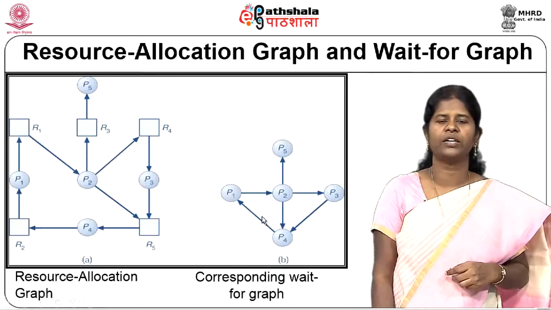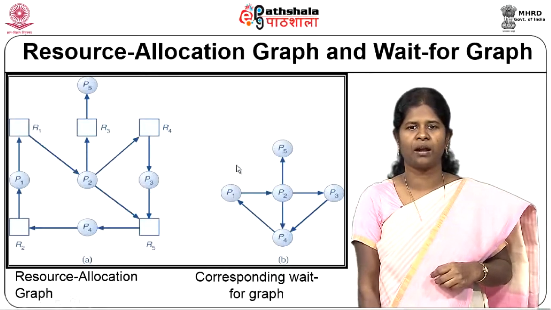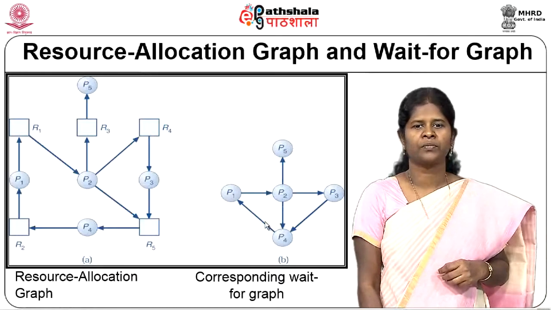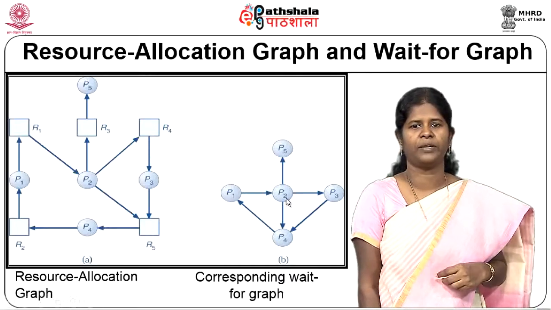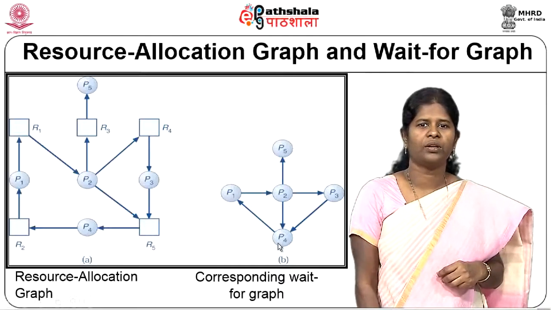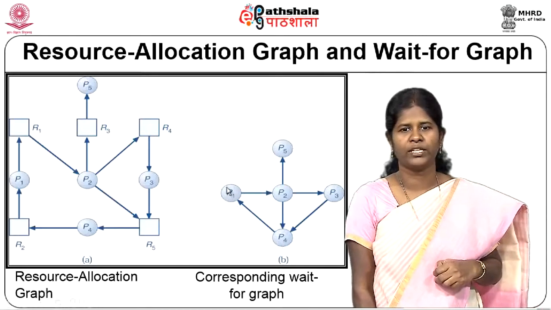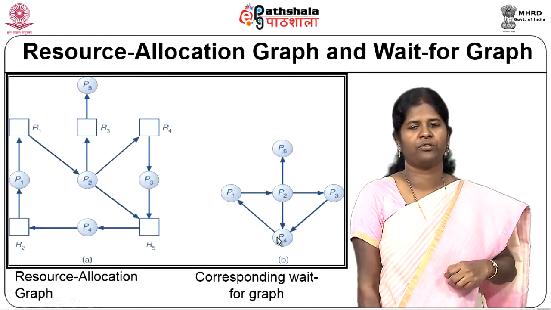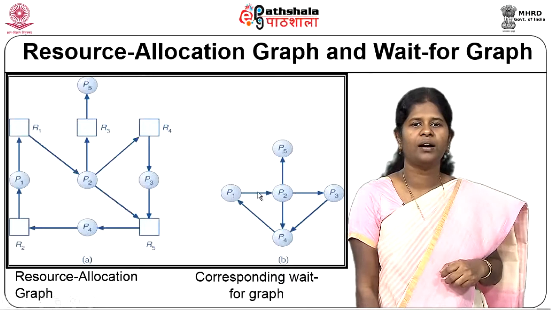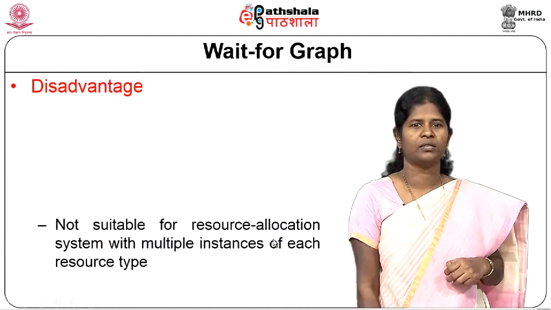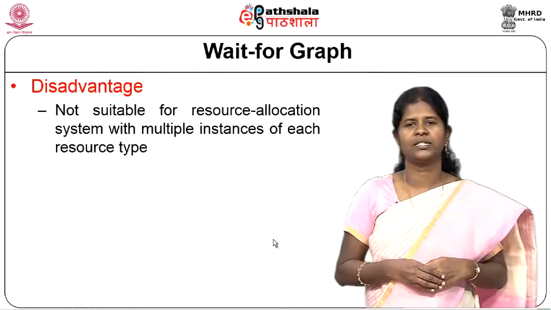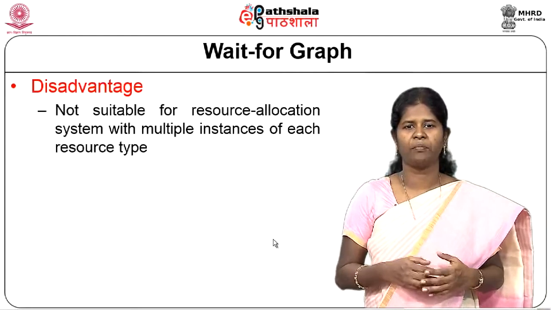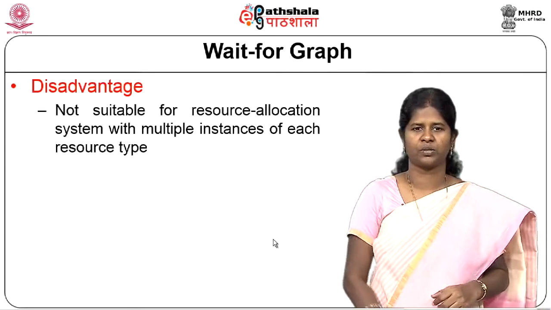Now, to find out if there is any deadlock in the system, you just run a cycle detection algorithm on this graph. Do you have a deadlock in this system? You find that P1 is waiting on P2, P2 is waiting on P4, and P4 is waiting on P2, and so on. So, you have a cycle, and hence there is a deadlock in the system. But the disadvantage here is that this is not suitable for a resource allocation system when you have multiple instances of each resource type.